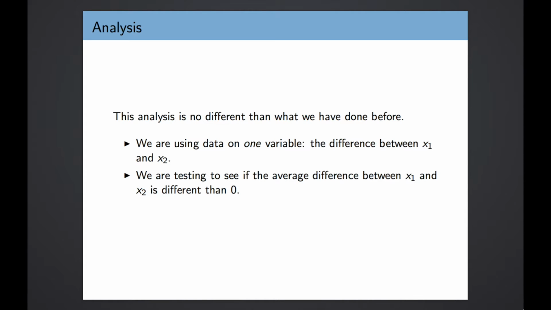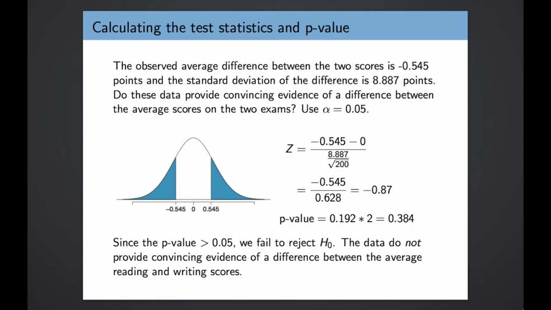So we started out by looking at data on two different variables, the data for the reading test scores and for the writing test scores. But even though we started out with that data on two variables, we're going to end up doing analysis that's just the same as what we've been doing before, because we collapsed those reading and writing data into one variable that captures the difference between those scores. And we're just going to be testing to see if the average difference, so the average of that variable, is meaningfully different from 0. So you know the hypothesis testing drill by now.